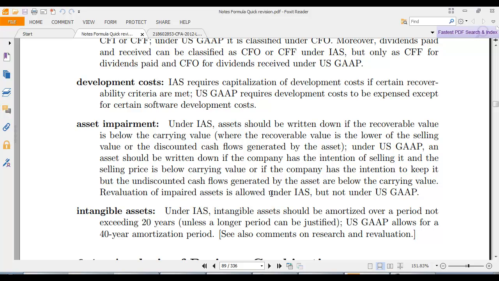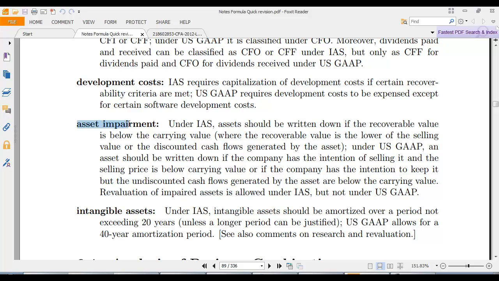IAS requires capitalization of development cost if certain criteria are met. US GAAP requires development cost to be expensed, except for certain software development. Asset impairment. Under IAS, an asset should be written down if the recoverable value is below the carrying value, where the recoverable value is the higher of the selling price and the value in use. Under US GAAP, an asset should be written off if the company intends to sell it and the selling price is below the carrying value, or if the company intends to keep it but the undiscounted cash flow is below the carrying value.